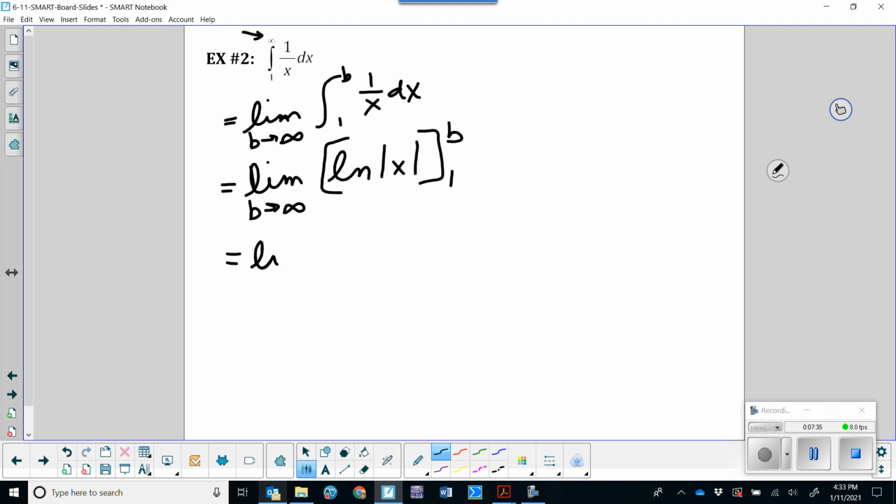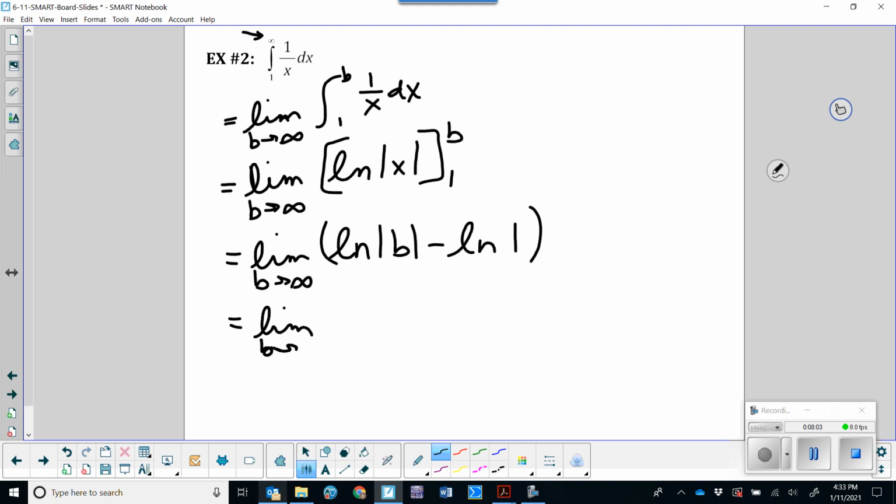So I still can't take the limit because I haven't even plugged in the b yet. So I'm still writing limit as b goes to infinity. Now I'm going to just do the fundamental theorem of calculus. I'm going to have ln of the absolute value of b minus ln of 1. Of course, I don't need absolute value signs for ln of 1 because 1 is already positive. Then I'm going to simplify that. Before I take the limit, I'm going to do one more step. And that is that I have ln of absolute value of b, and then ln of 1, of course, we know is 0.